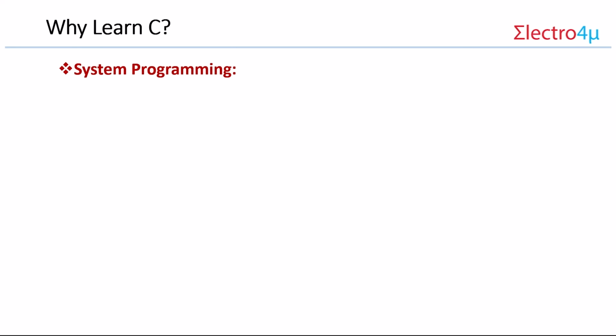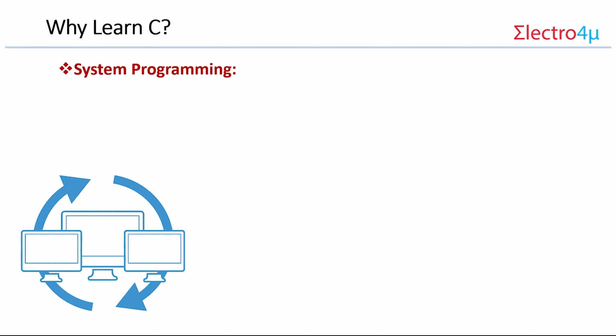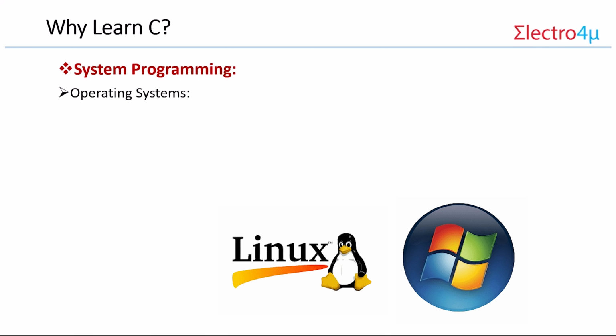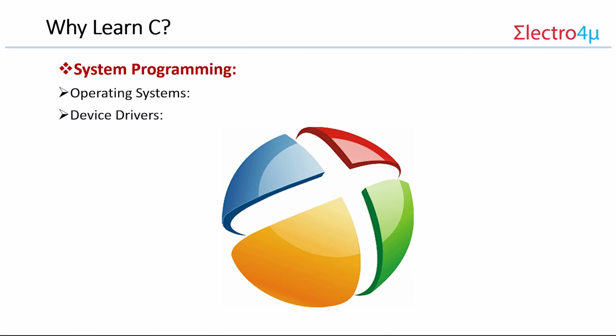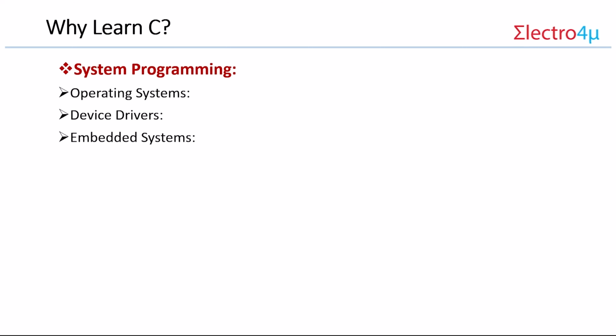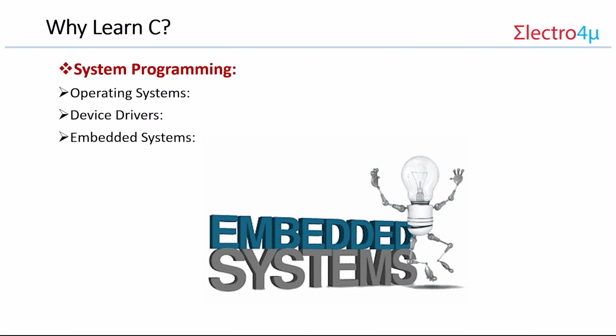System programming. Operating systems. C is used to write the core components of operating systems like Linux and Windows. Device drivers. C is essential for developing device drivers interacting directly with hardware. Embedded systems. C is widely used in embedded systems due to its efficiency and ability to control hardware.